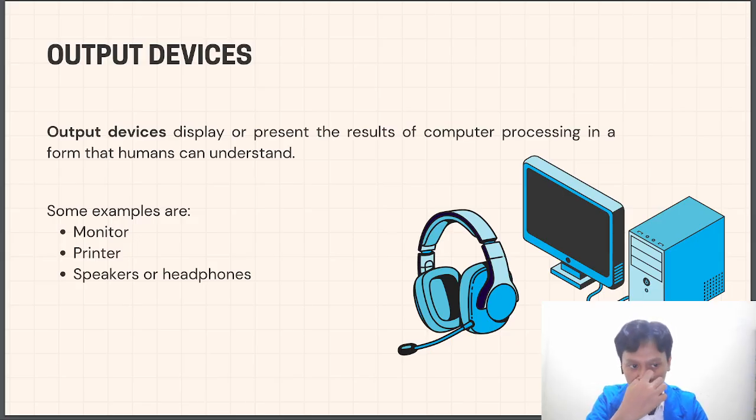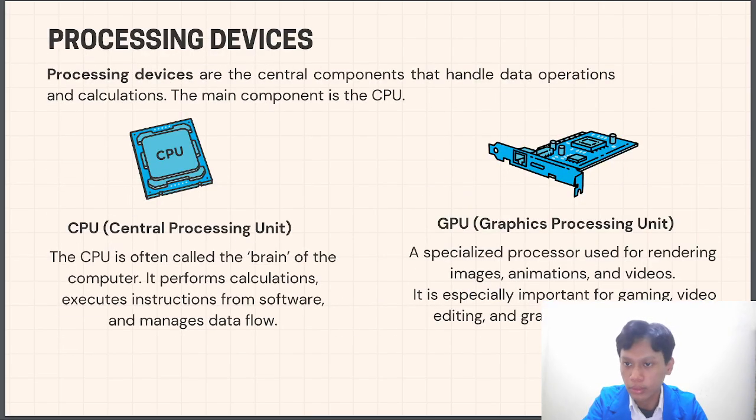So we're going to move to page 5. Oh, sorry. Okay, processing devices. Processing devices are central components that handle data operations and calculations. The main component is the CPU. So what is the CPU? CPU stands for central processing unit, and is often called the brain of the computer. It performs calculations, executes instructions from software, and manages data flow.